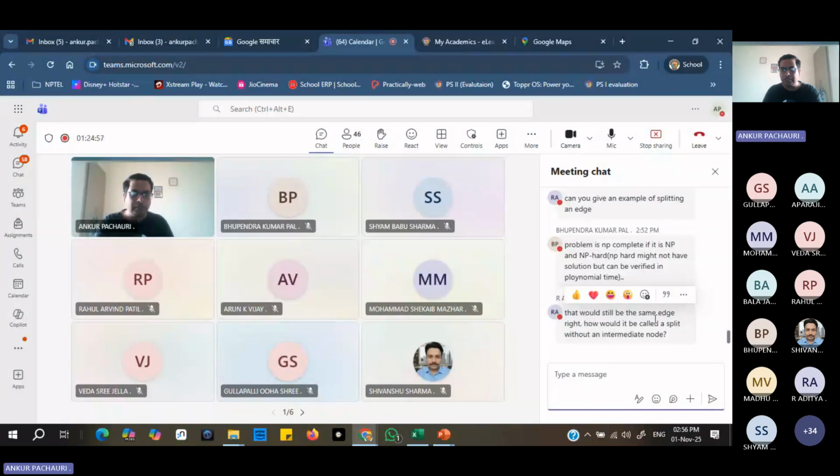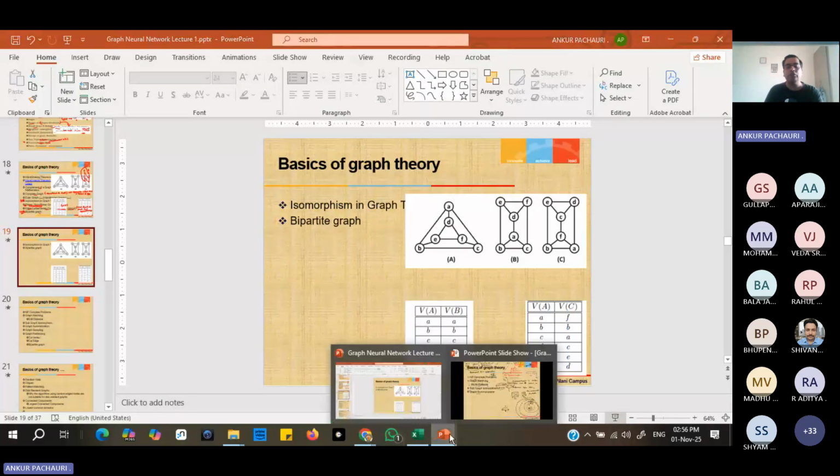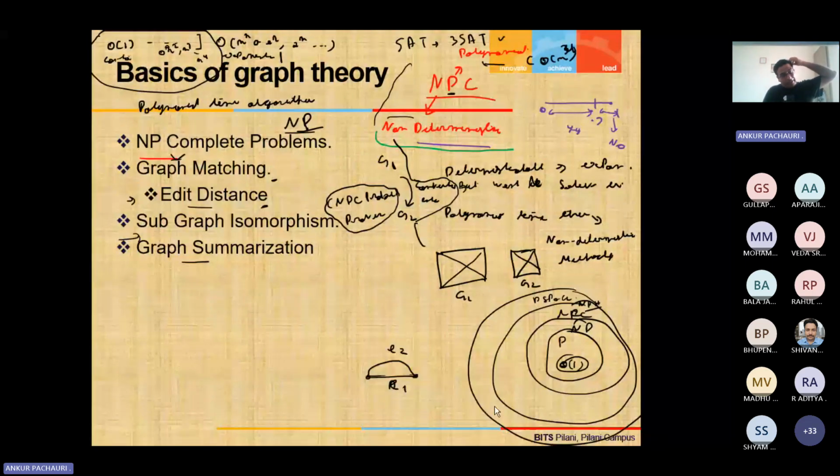How would it be called a split without an intermediate node? Going deep, I have not even thought of splitting of edge. I need to rethink whether I should include splitting of edge or not. To be very frank, I have not thought about what splitting of edge actually means. In the flow I spoke that word and tried to justify it by creating a parallel edge. But what exactly does splitting of edge mean? I need to rethink it.